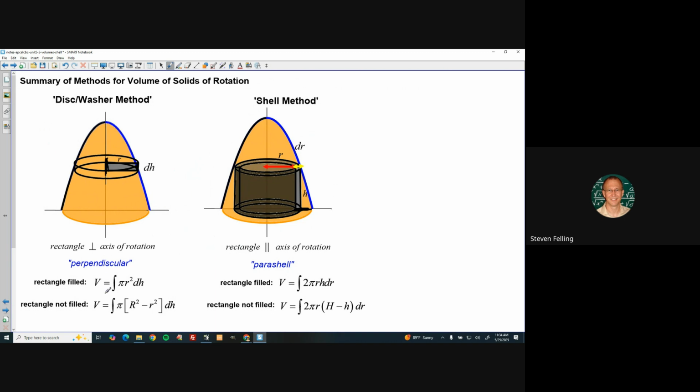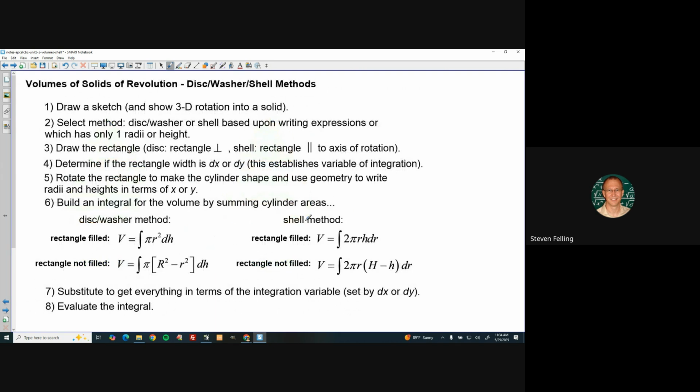The basic equation is pi r squared dh for the disk method, and it's 2 pi r h dr for the shell method. That means that we can just augment our procedure here. Always draw a sketch. Select a method, disk or shell, based on which one is easier to integrate. Sometimes you only have one integral versus two. Draw the rectangle. Determine the rectangle width, whether it's dx or dy, which establishes the variable of integration.